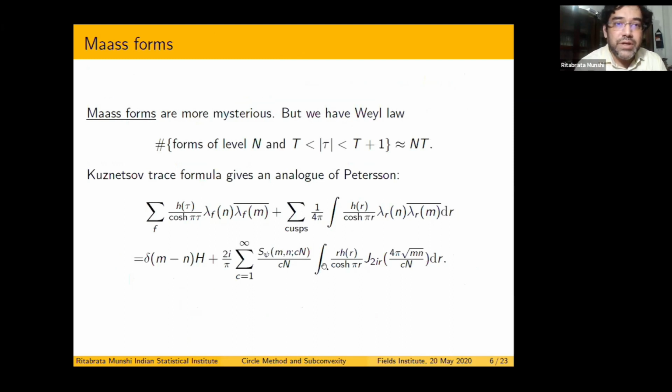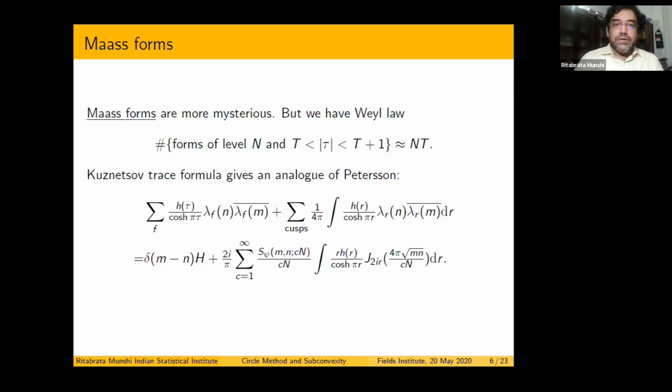All right, so now let me move towards Maass forms. And as we all know, Maass forms are more mysterious, but there is a Weyl law which guarantees the existence of Maass forms. And the Weyl law says that if I'm looking at Maass forms of level N, and if I take the spectral parameter between capital T and capital T plus 1, then there are roughly capital N times capital T many Maass forms with spectral parameter between T and T plus 1.